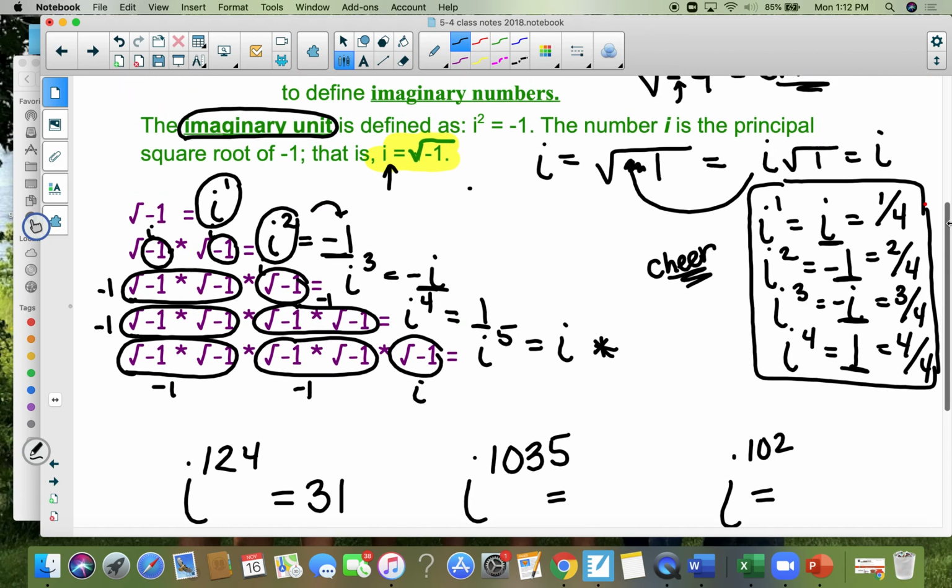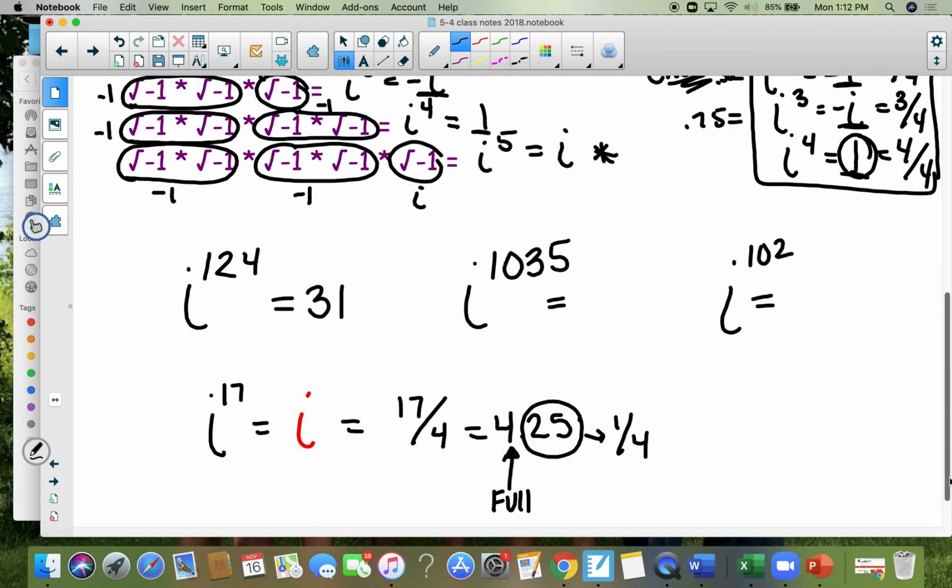1/4 is 0.25. 2/4 is a half, or 0.50, halfway through. 3/4 is 0.75. This is 0.75 of the way down. This is a half of the way down. And this is 0.25. If you get no remainder like 31, the answer must be 1 because there is no remainder.